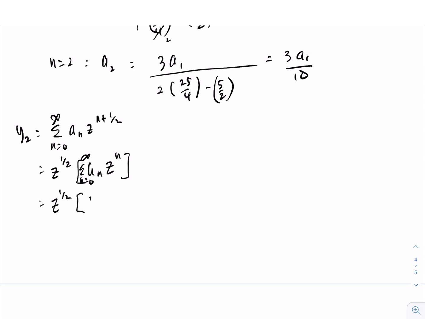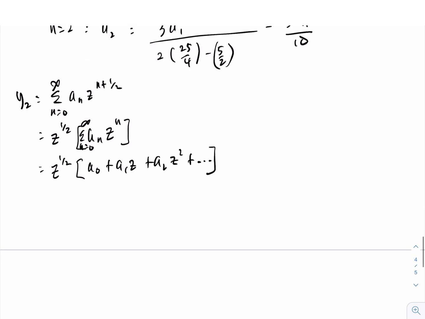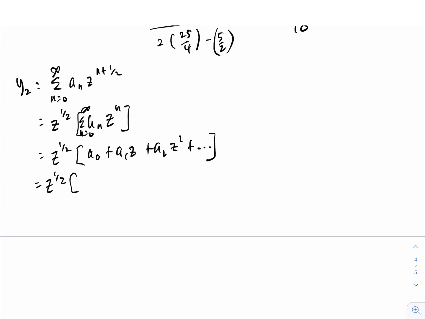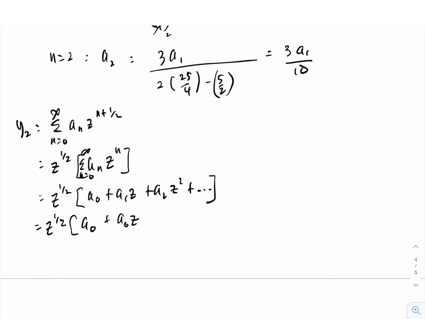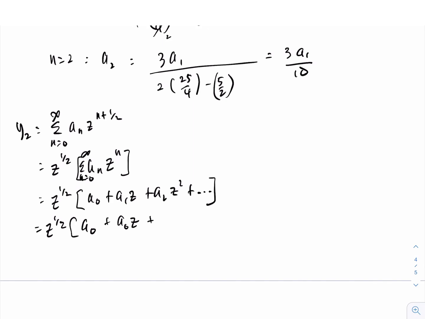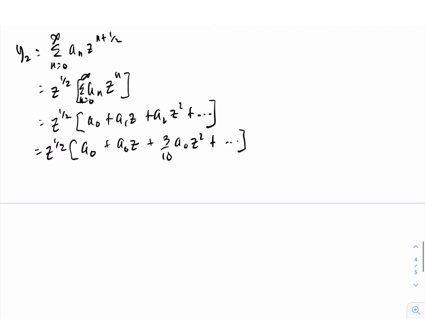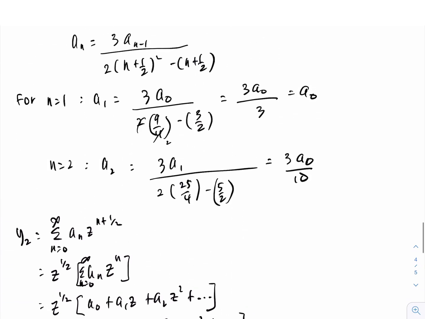By expanding this, we have a0 plus a1 z plus a2 z squared, and then we substitute with our findings above: a1 equals a0, a2 is 3 over 10 a0. Finally, we change z to 1 over x. So we can factorize a0: z is 1 over x, so (1 over x) to the power of 1 over 2, times 1 plus 1 over x, and so on. So these are our two solutions, y1 and y2.